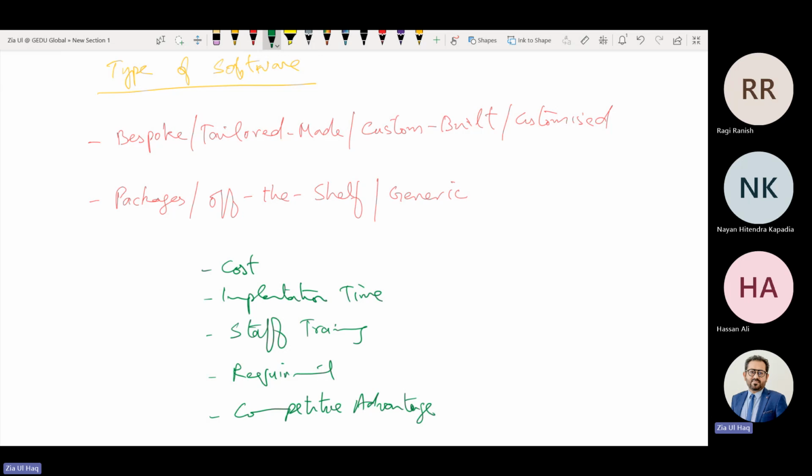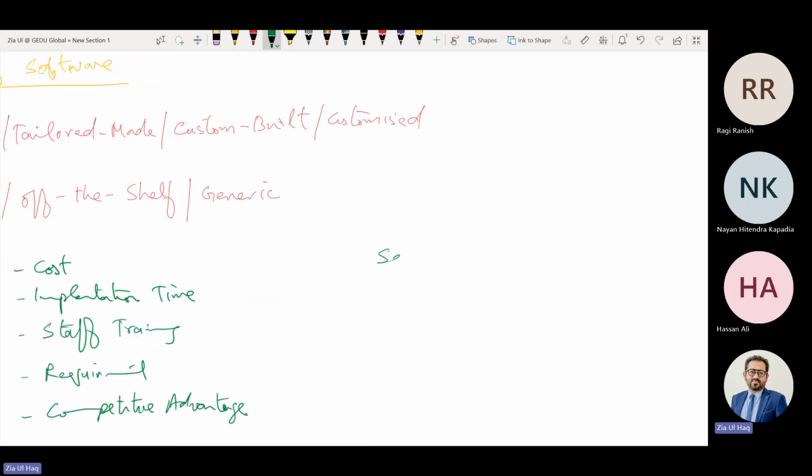So we can discuss some advantages and disadvantages of both. There are some selection criteria as well. Meanwhile, when choosing between packages or generic, we need to focus on certain factors. We need to focus on cost. We need to focus on time. What else? In which software should we select? We should focus on time. We should focus on cost. What else?